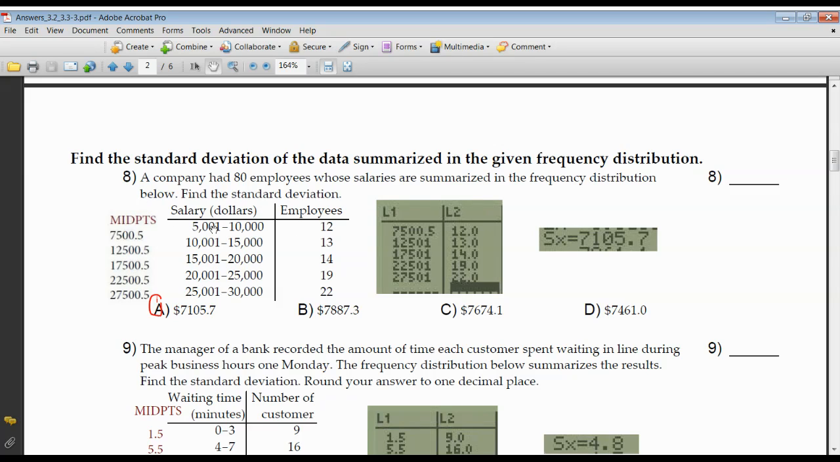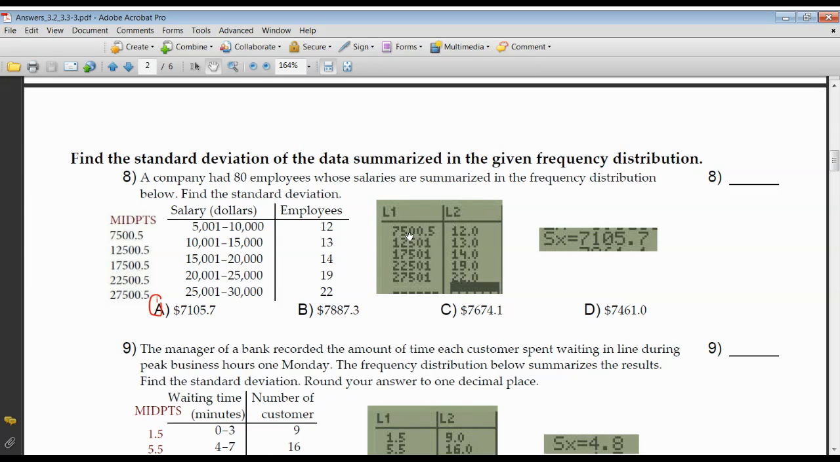You've got 12 employees who made between 5,001 and 10,000. The idea is you don't know, did five of them make 6,000, did two of them make 9,000? Whenever you're given a distribution, whether you're finding the standard deviation or the mean, you have to find the midpoints of your intervals first. You take the low number, add the high number, and divide by 2.